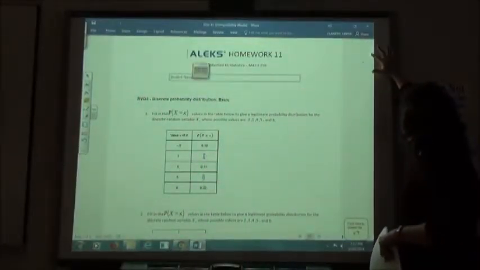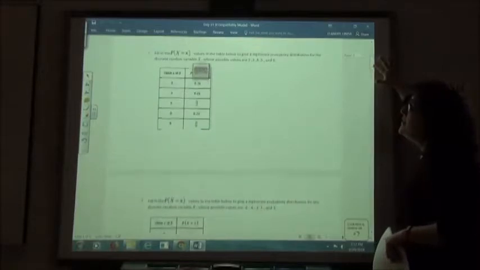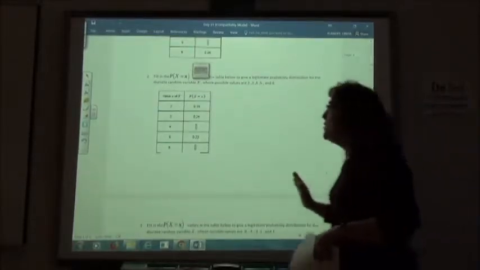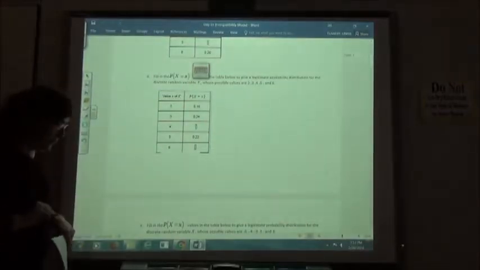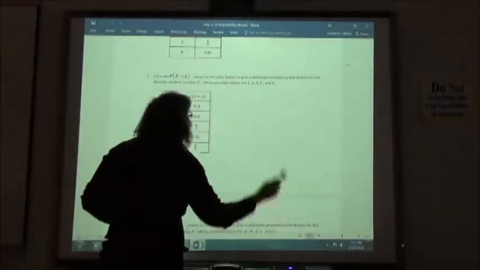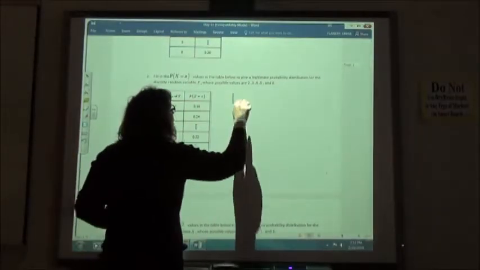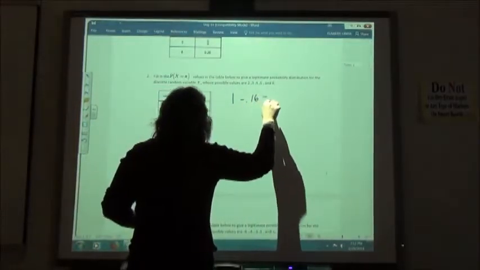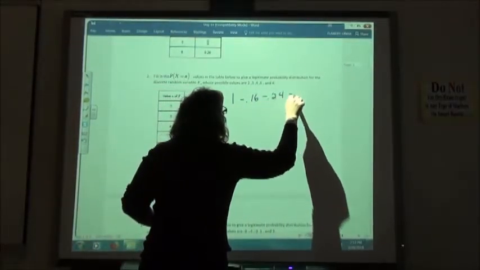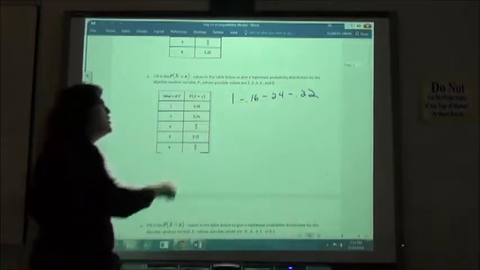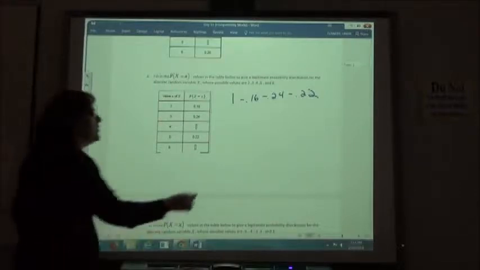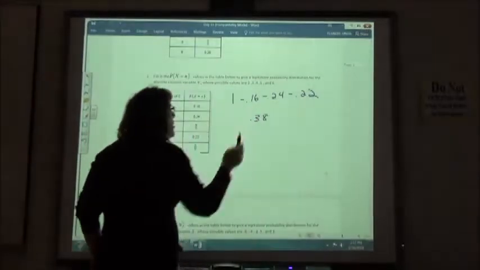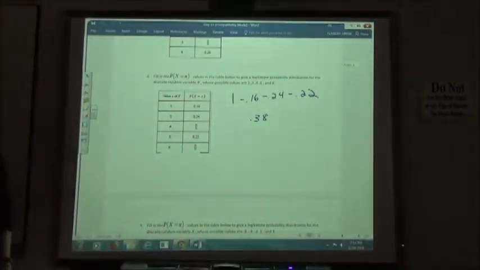All right. So number 2, same kind of thing. They just want you to realize that all 5 of these numbers here have to add up to 1. So we're first going to take 1 and subtract off the ones we know: 0.16, 0.24, and 0.22. How much do we have left for our other 2? 0.38. So now we're going to pick any 2 numbers that add up to 0.38.